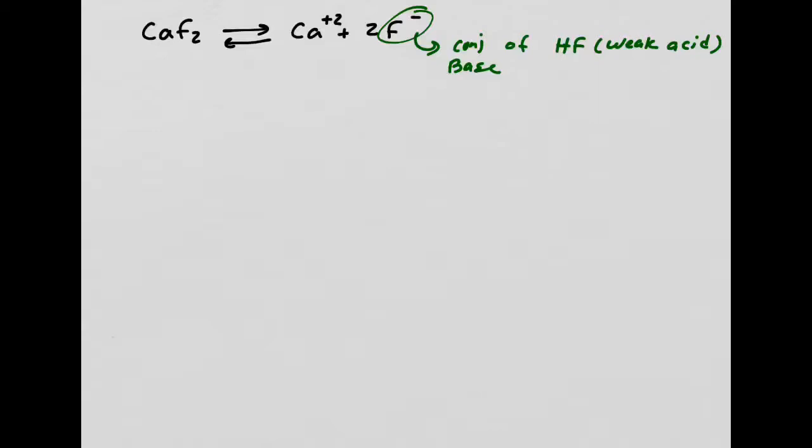Now, at pH 7, nothing will happen. But if I happen to have an acidic solution, then what do you think is going to happen? What's going to happen is that H plus is going to go and grab the F minus. And if it grabs the F minus, what is going to be formed? It's going to form HF. You follow me so far?